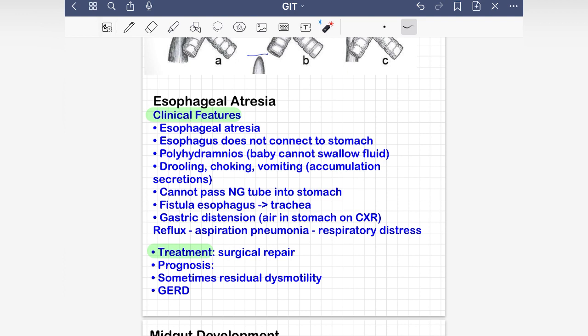In addition, these babies will have reflux of stomach contents, and they will develop aspiration pneumonia, and this will lead to respiratory distress. The treatment of esophageal atresia is a surgical repair, and prognosis is generally okay. Sometimes there is residual dysmotility and swallowing problems in the esophagus, and these children often suffer from heartburn or gastroesophageal reflux disease as a result of damage that occurred to the esophagus.